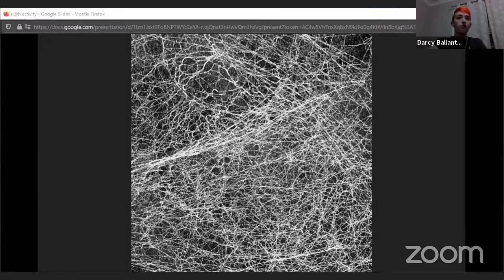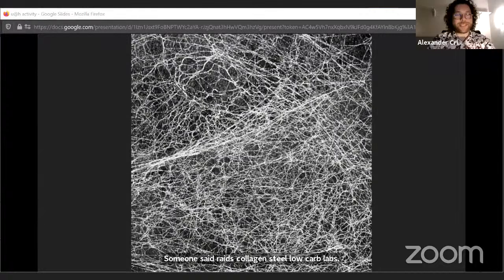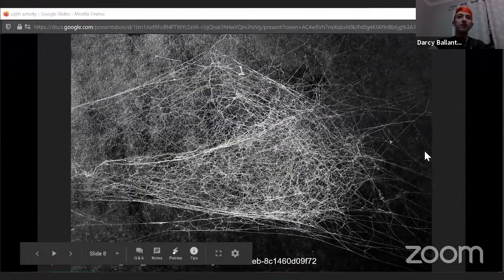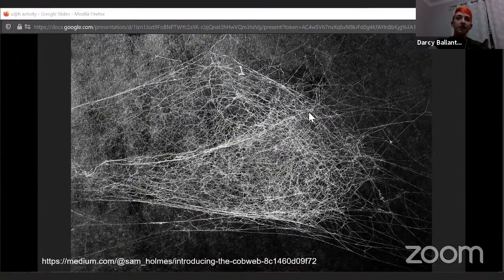Someone said roads, collagens, steel wool, cobwebs. I'm having a lot of trouble having so many things open at once. I think I've confused my computer. So if Alexander could read the guesses. Absolutely, I'd be happy to. Great, thank you. This is just very zoomed in cobweb. But I think it's neat that something that most of us dislike looks so much like our universe.